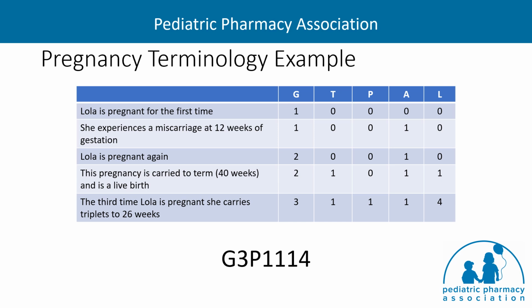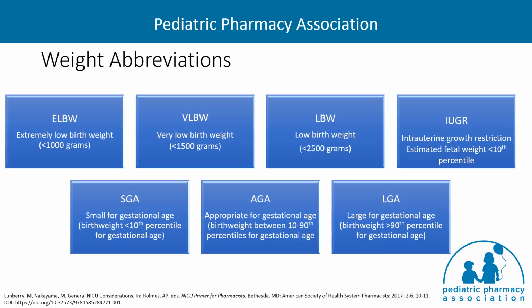Of note, even though this was a multiple birth, it still counts as a single parity. So the P column will increase from 0 to 1. She still has the 1 historical miscarriage at 12 weeks with her first pregnancy, and with the delivery of the triplets, she now has 4 living children. We would now classify Lola as a G3, P1, 1, 1, and 4.